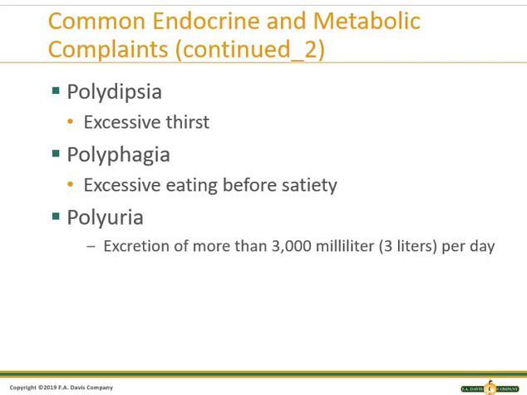Next, we're going to talk about the 3 Ps, polydipsia, polyphagia, and polyuria. Just to refresh our memory, polydipsia is excess thirst, polyphagia is excess eating before satiety, and polyuria is excess urination with excretion greater than about 3 liters per day. These 3 conditions are typically associated with diabetes, diabetes insipidus, a diuretic abuse, head trauma, or certain psychiatric disorders. On page 879, there is a figure which is a diagnostic reasoning algorithm for these 3 Ps, so I would encourage you to review that.